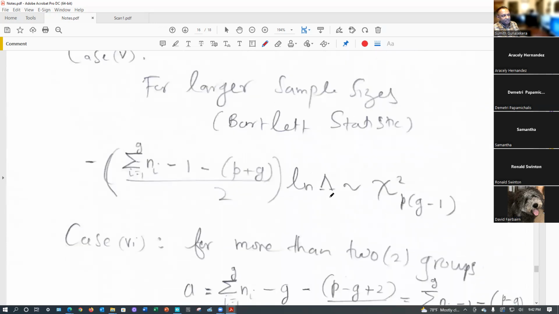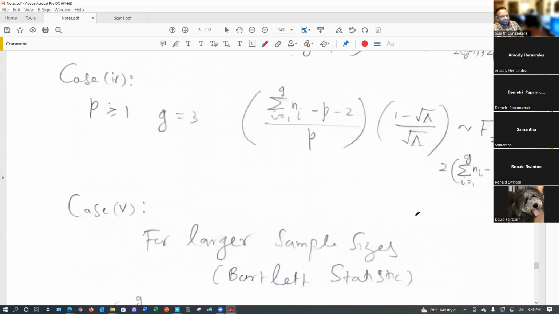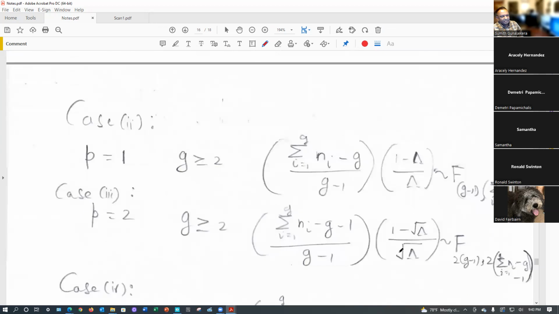That means you cannot simply get the lambda, Wilks lambda, take the natural log of that, and multiply it by this factor to make it chi-square, P times G minus 1. If you have a large sample size, you don't have to go to F. You can go straight to this one. When you have a small sample, you tackle it like this.